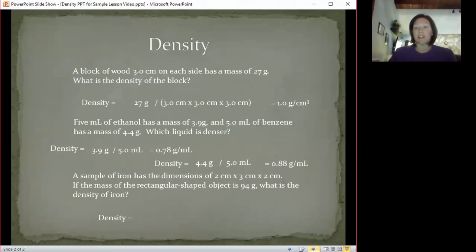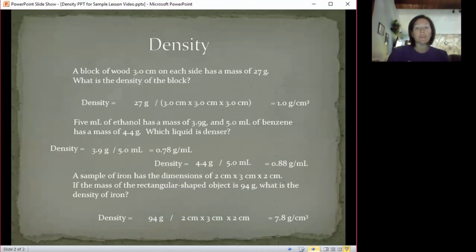And our last equation, a sample of iron has the dimension of 2 centimeters times 3 centimeters times 2 centimeters. If the mass of the rectangle-shaped object is 94 grams, what is the density of iron? So here's another one, similar to the first example, where we are given the dimensions in centimeters, so we're going to do that. And we also have the 94 grams. So 94 grams divided by 2 times 3 times 2, giving us a total density of 7.8 grams per centimeters cubed. So that's an easy way to find density.